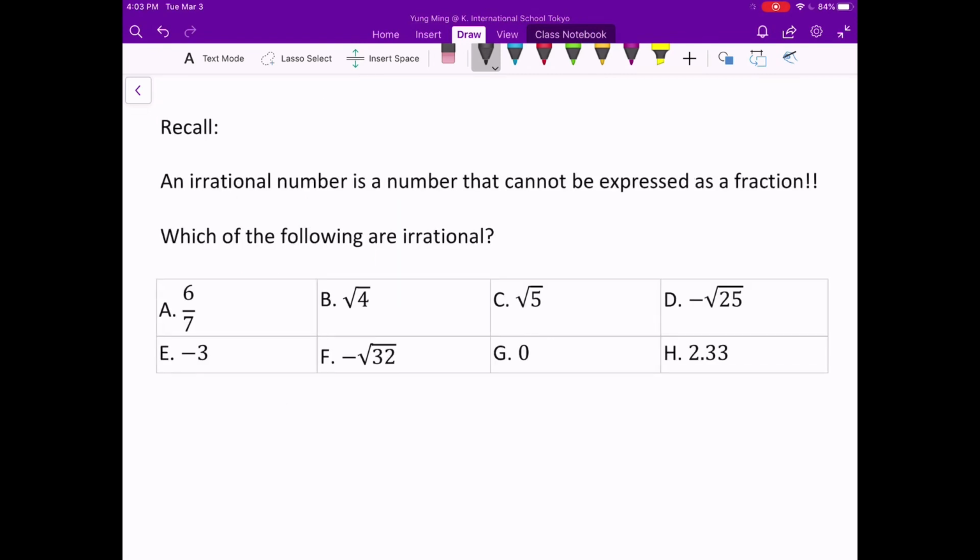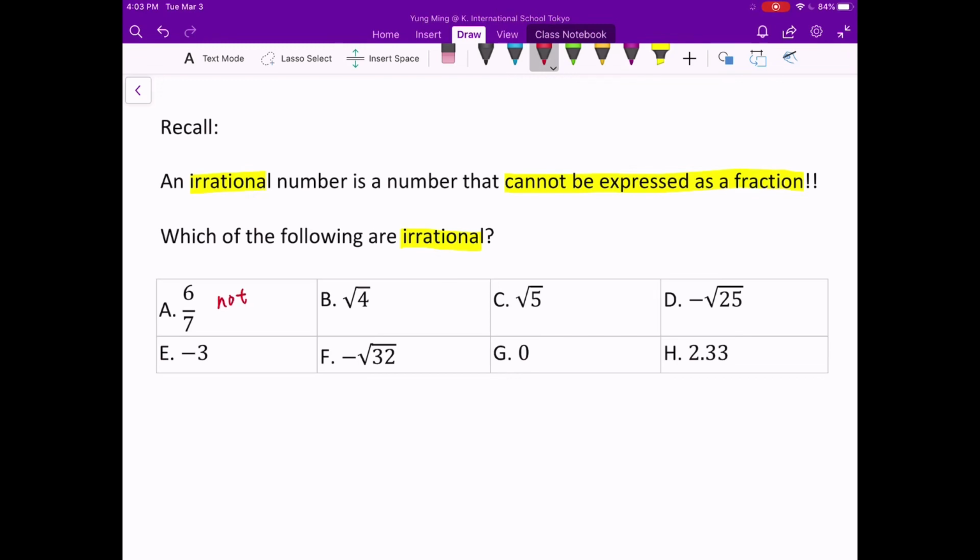Now recall, an irrational number is a number that cannot be expressed as a fraction. So now the question is, which of the following are irrational? Our keyword is, if you're rational, then you can be expressed as a fraction. We are asking which ones are irrational, which basically means we're asking which ones cannot be expressed as a fraction. If you are already a fraction, like the first one, then of course you are not irrational, so you're not what we're looking for.